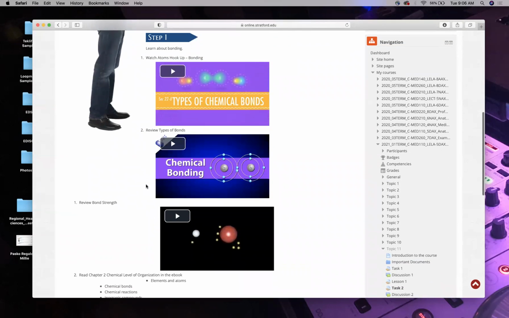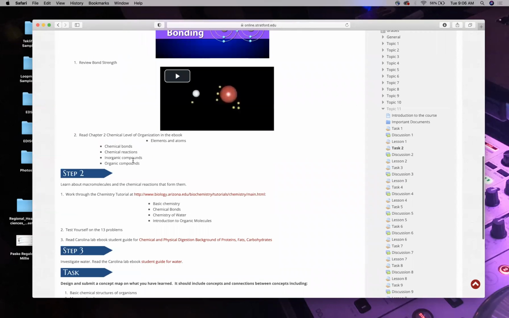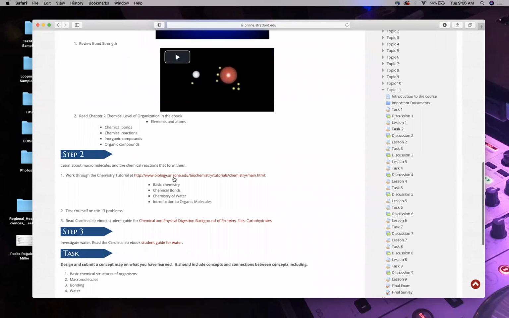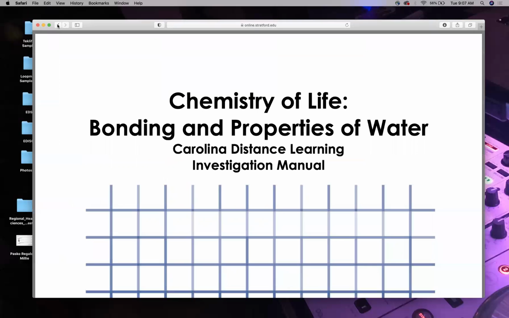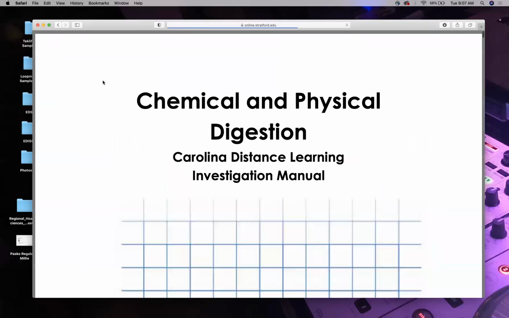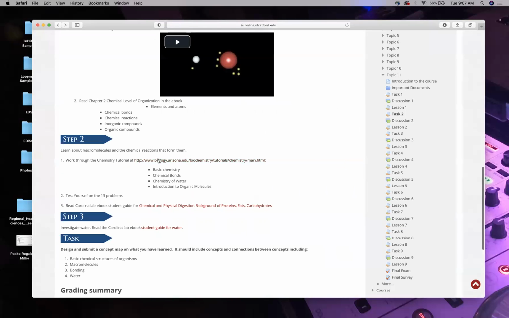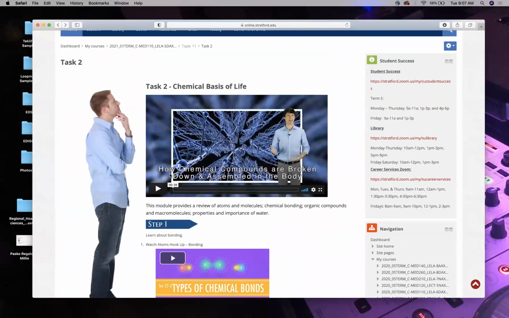We know we have to do bonds and bond strength, chemical reactions, inorganic compounds. Here are some notes regarding the basic chemistry, chemical bonds. Here as well are some more notes, and here as well. I remember one of them is a broken link. Nope, this one's good. This one's good. There's the broken link.